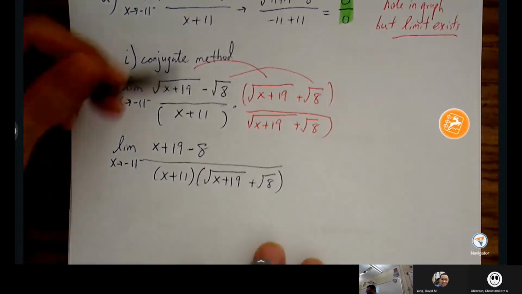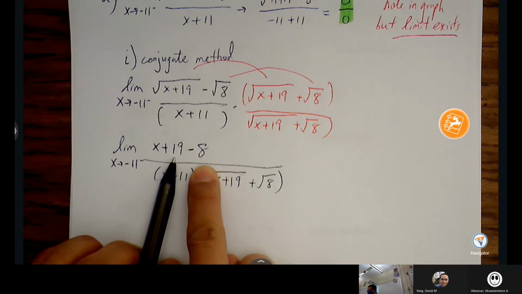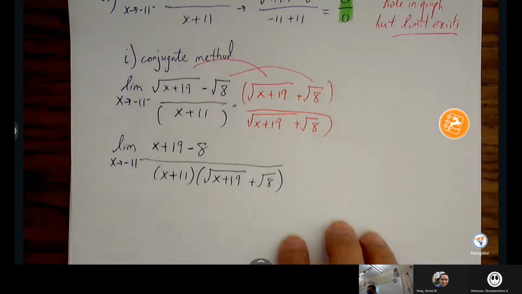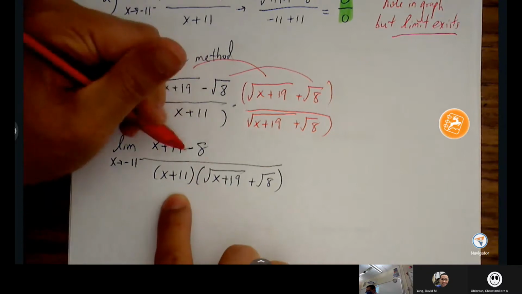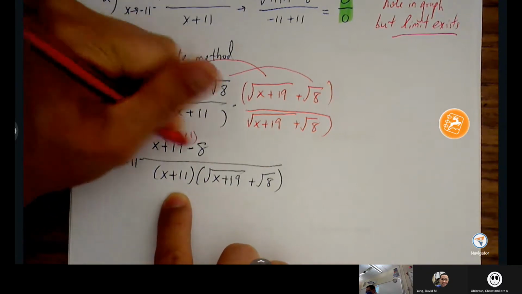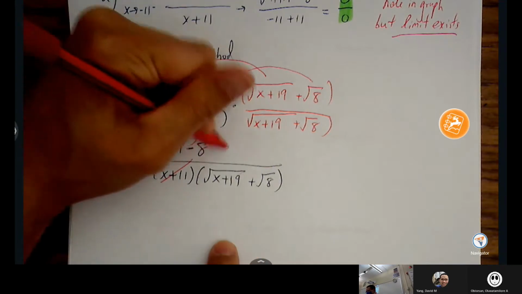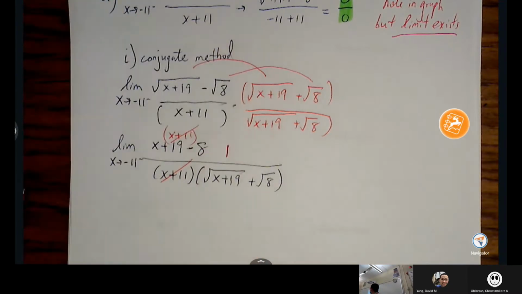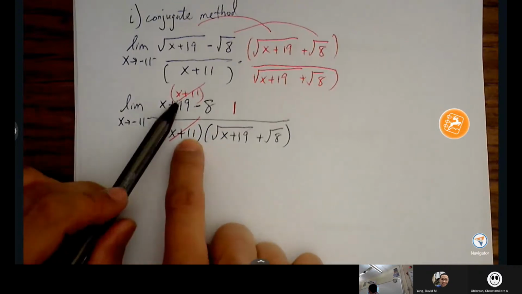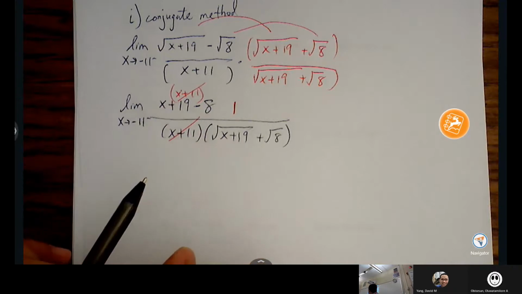All right, so x plus 19 minus 8 cleans up nicely. We get x plus 11. And this x plus 11 ends up reducing with the denominator. We're left with a 1 in the numerator. The hole has been accounted for. It's been taken care of. So what's our final step?